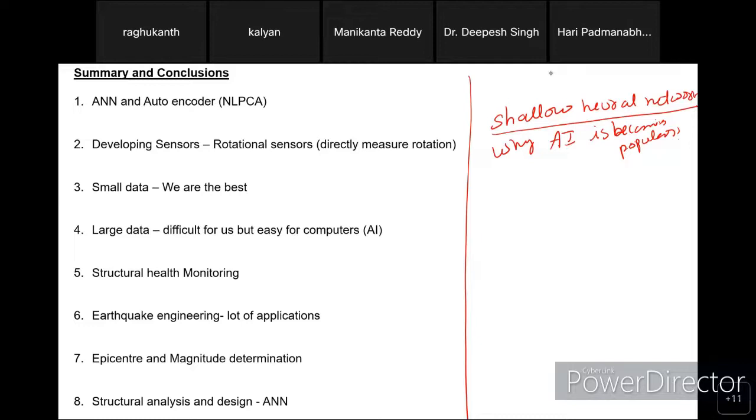Huge amount of data actually. Excellent. So if you have a large amount of data, AI obviously becomes popular. When the data is small, when you're having a small database, AI is useless actually. The conventional techniques themselves are best. So that's what we said.